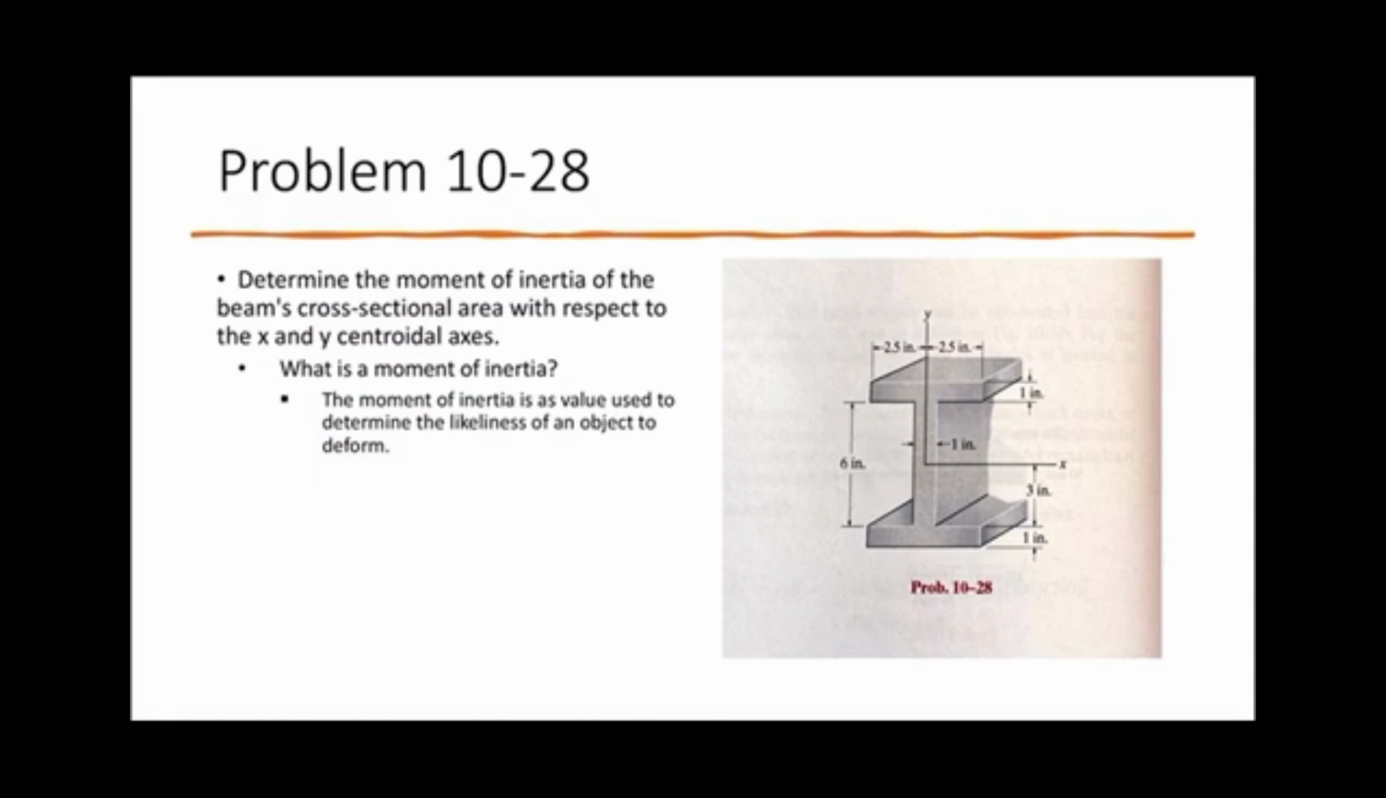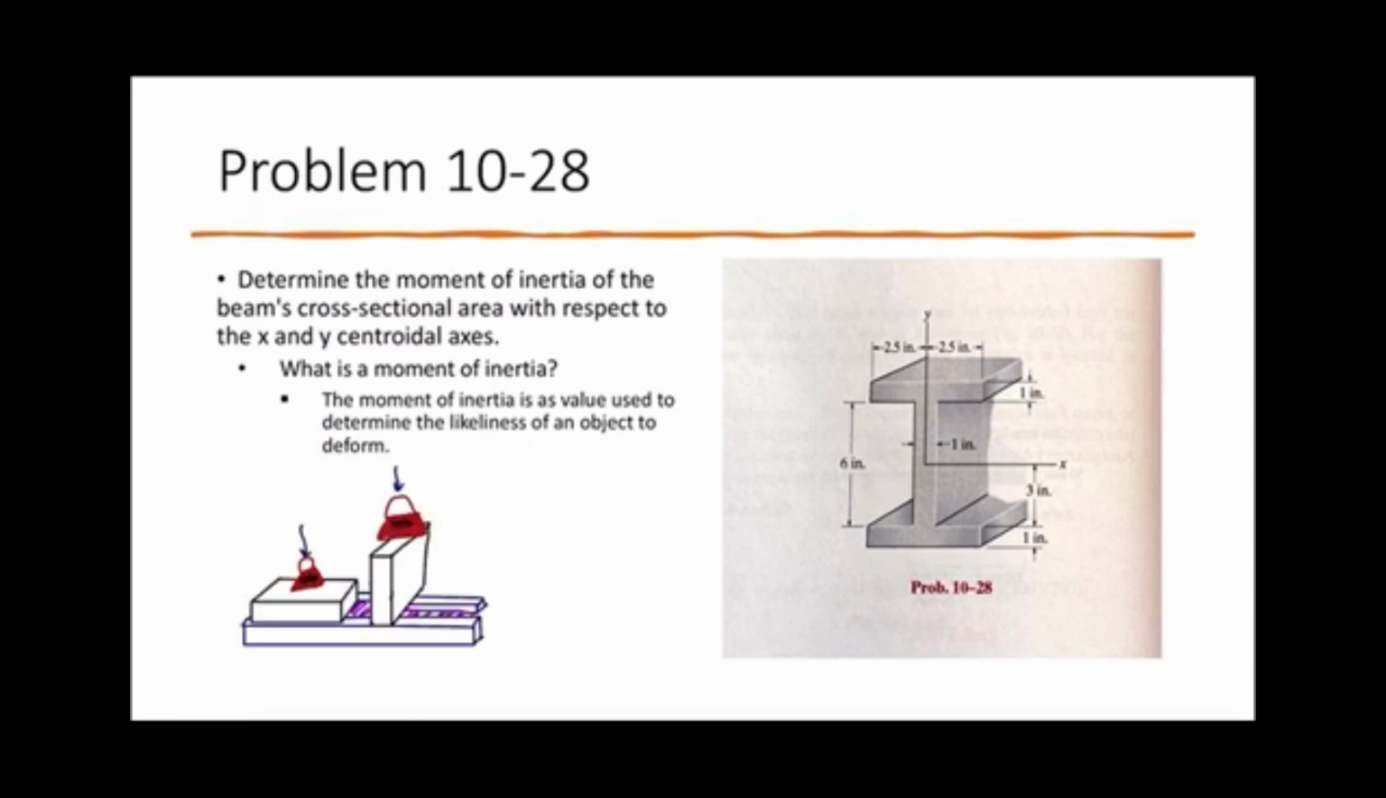Our object here is an I-beam, which is a very stable structure, but we don't know why it is. Using moment of inertia and finding the centroid of it, we can calculate a value that will tell us if something is more likely to bend or not.